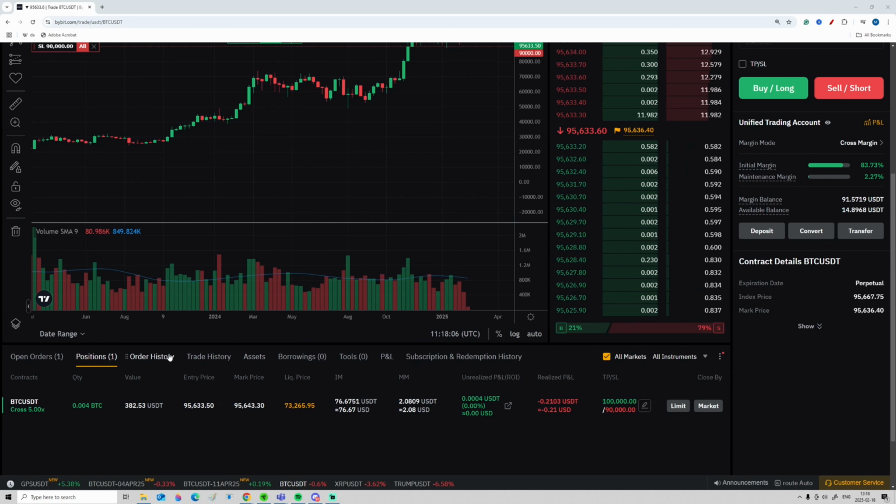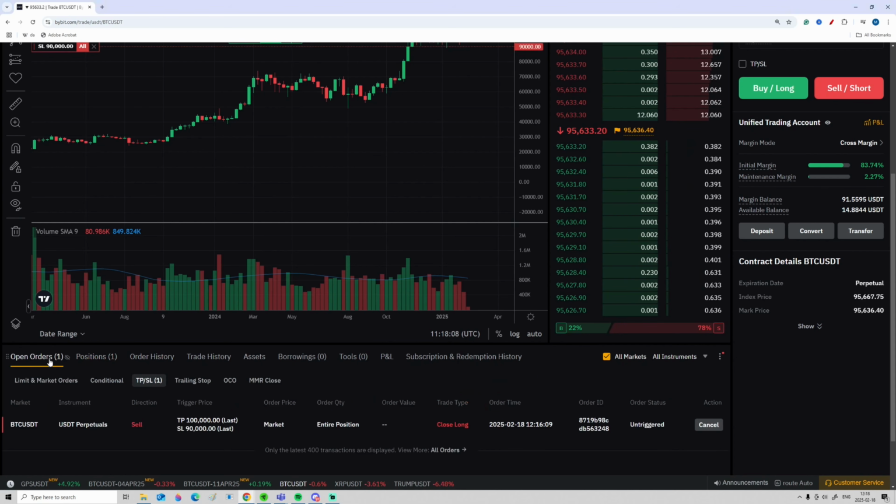What you will also notice here is that when you go to open orders right here, you can see that we have a position here as well. And this is basically our take profit and stop loss. Remember that we set a take profit at $100,000. So it will automatically sell the position if it goes up there, or if the price goes down to $90,000, we will also automatically sell.